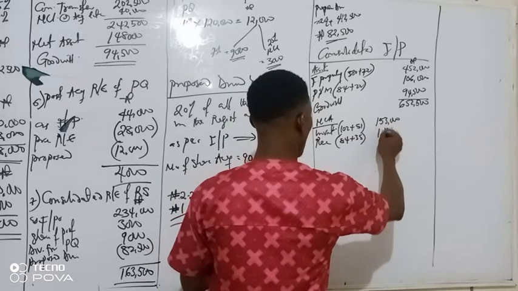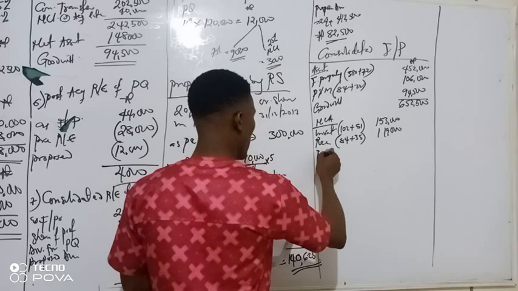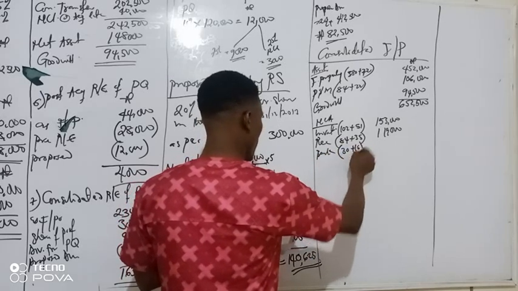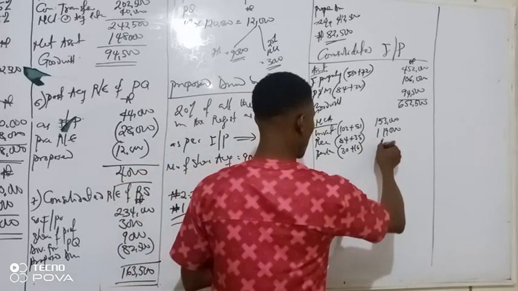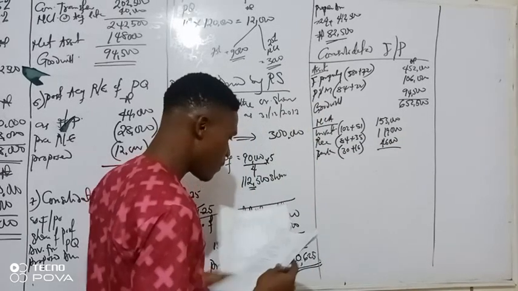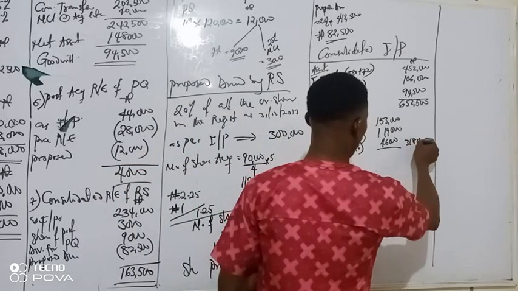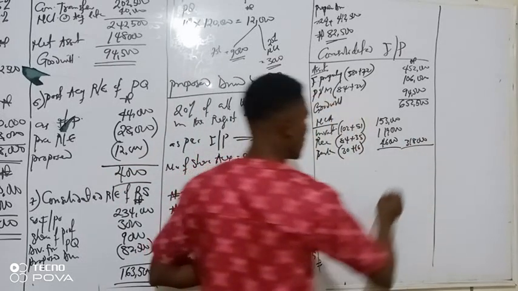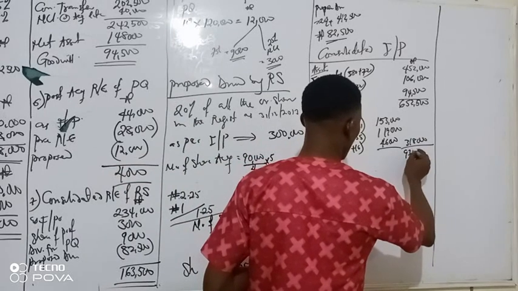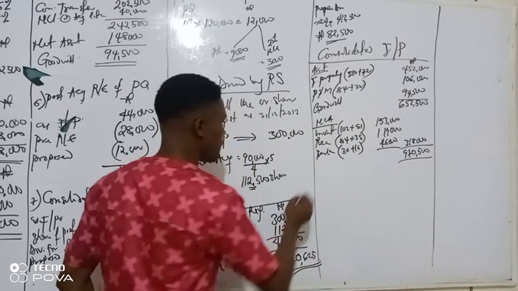Yes. Then bank, abi? Yes. 30 plus 16, that's 46,000. Total 318,000. Yeah, total 970,500. That's our total asset. Let's go to the equity side now.